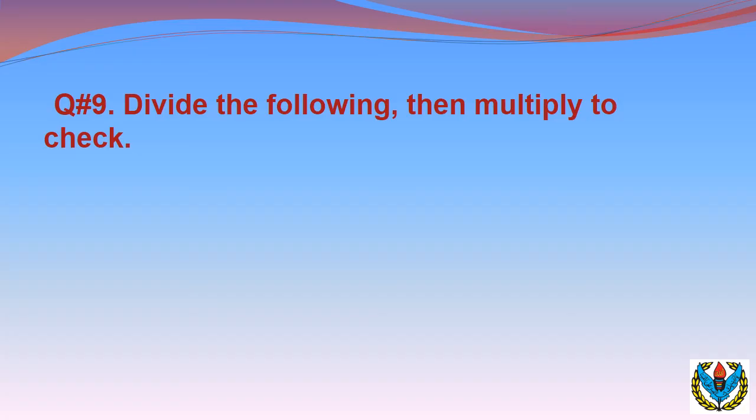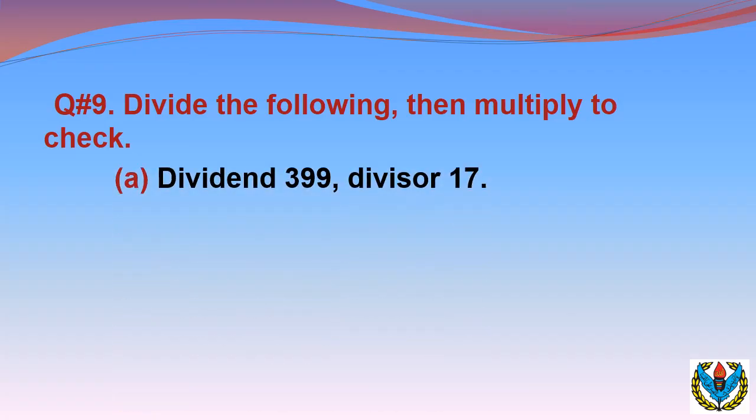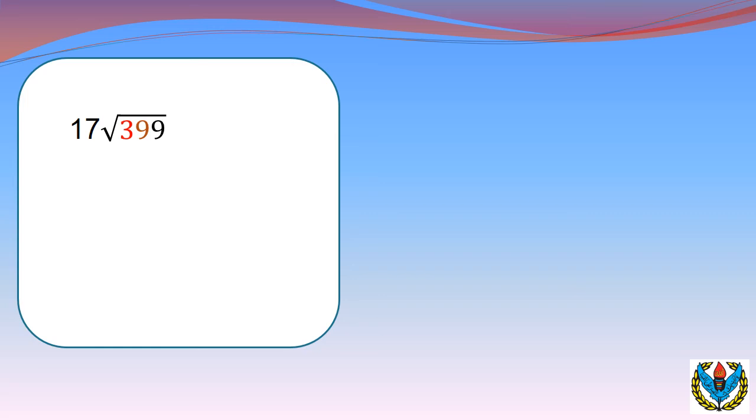Now moving towards question number 9. Divide the following, then multiply to check. In this question we have to also check our answer. Part A: the dividend is 399 and the divisor is 17. We can write them like this. The dividend, 399, will be inside the division sign and the divisor 17 will be outside. Firstly, we will look at the hundreds place digit, which is 3. As 3 is less than 17, we cannot divide it by 17. So we have to take the next digit 9, which is at tens place, with 3, and it becomes 39.